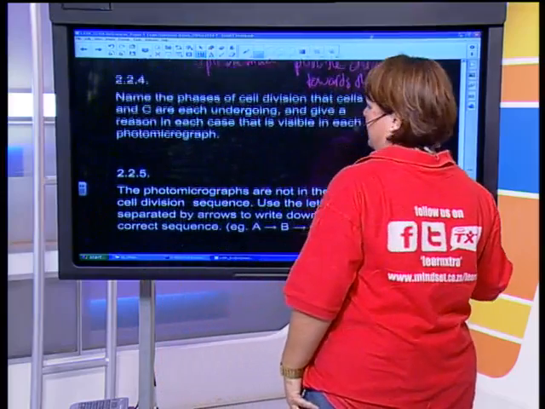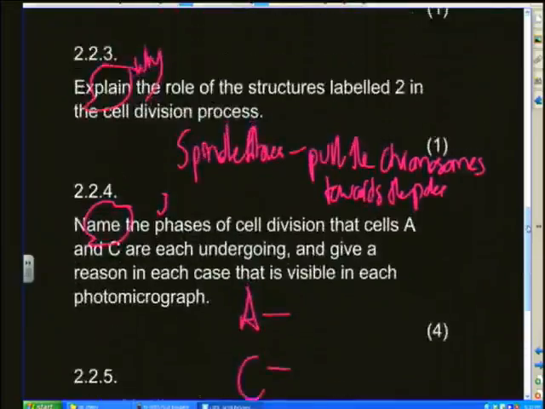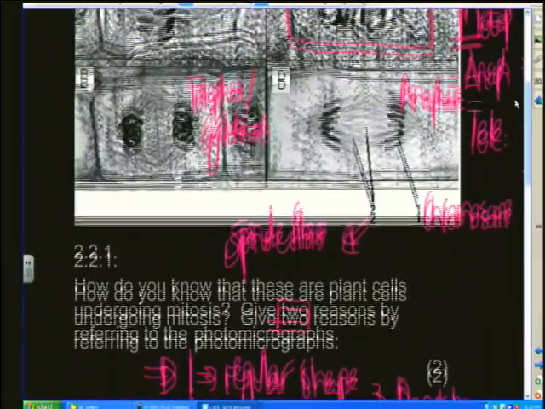Okay, if you have a look here, it says, name the phases of cell division that cells A and C are each undergoing and give a reason in each case. Okay, so now it says, name the phases. We've done that. Right, so you put A there, and you put C there. And they want 2 things from you: 1, name them, and 2, how were you able to identify each phase?